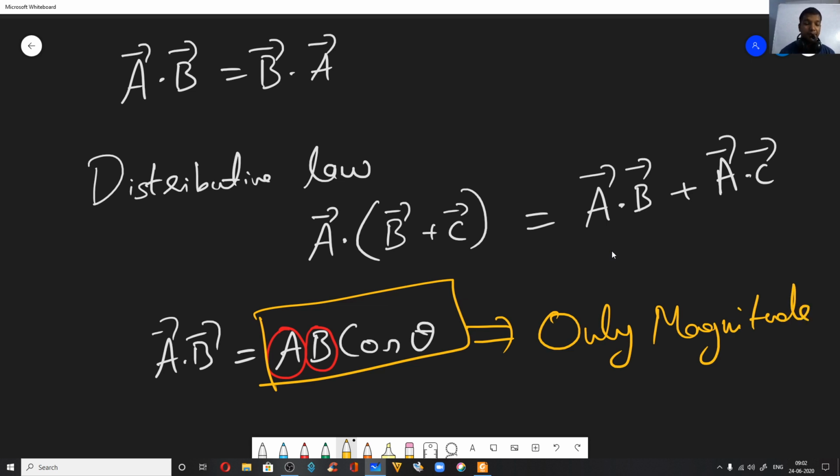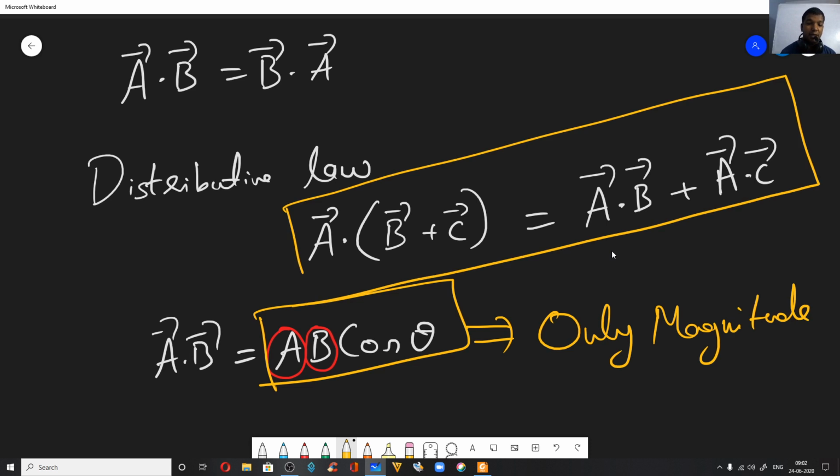Now if you look at the RHS here in the distributive law, a dot b will give you a scalar quantity, fine. Then a dot c also will give you a scalar quantity. Then you just have to add them. All right, fine. So try to prove this.